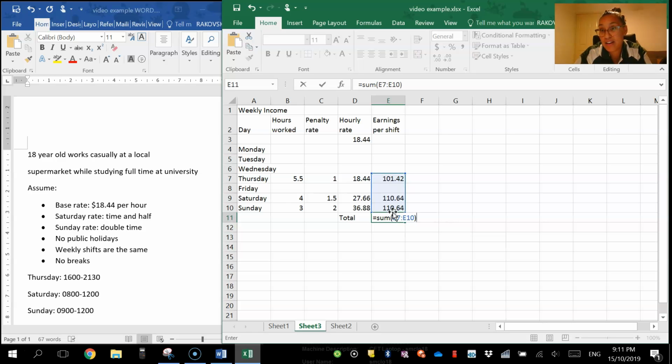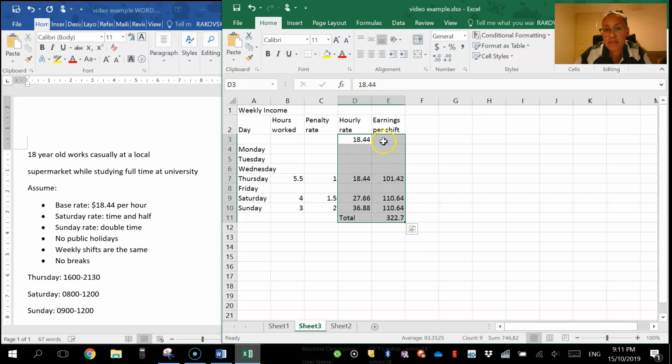It's really particular on the syntax, so how you set up your formulas. Just like your calculator, if you don't put the appropriate brackets in, or put too many brackets, it'll say math error, and it's the same thing with Excel. So you hit that and the amount is $322.70 per week.